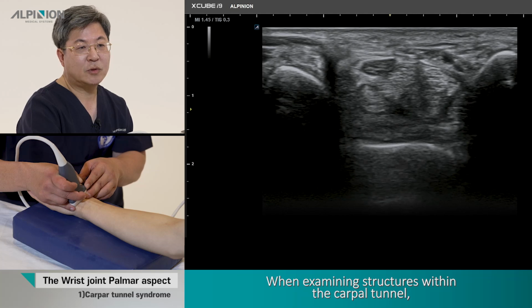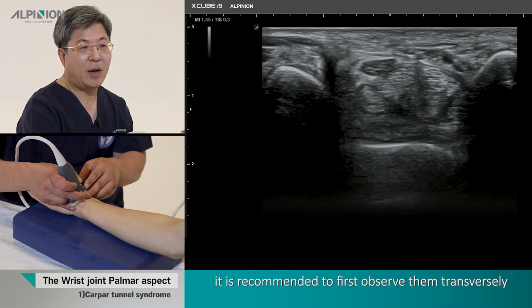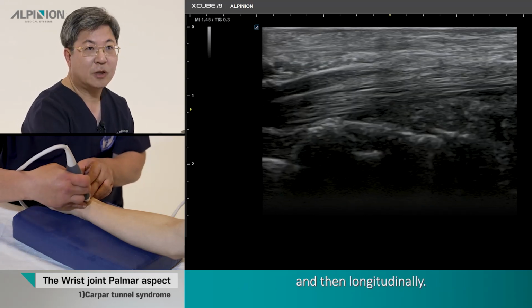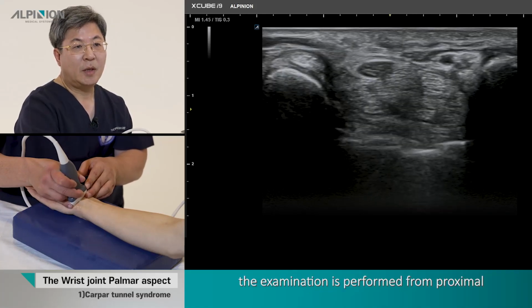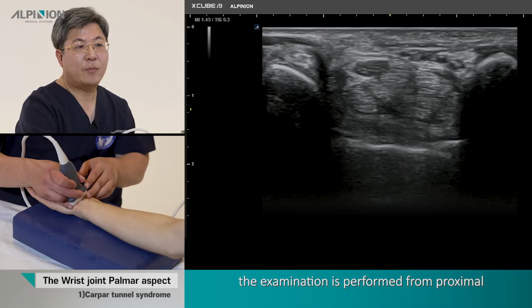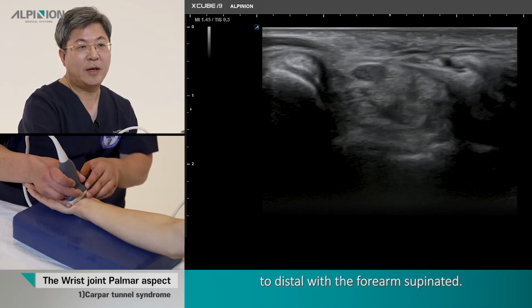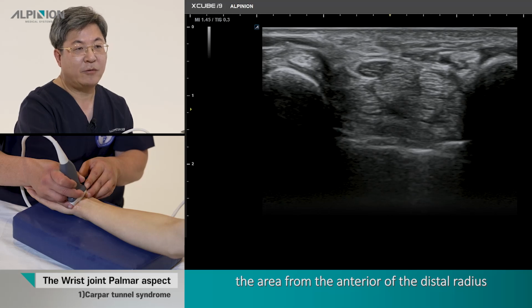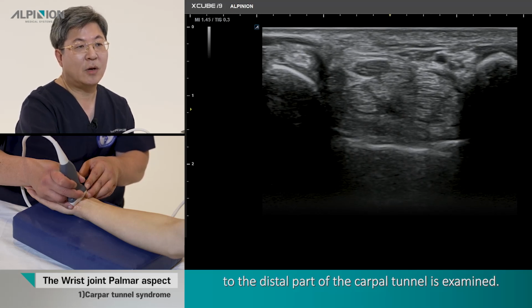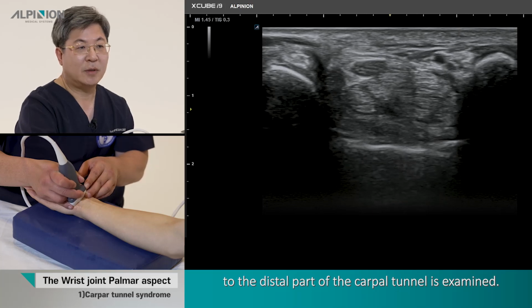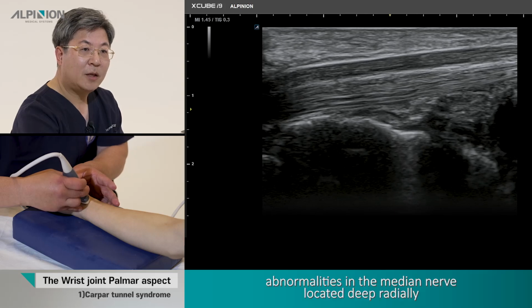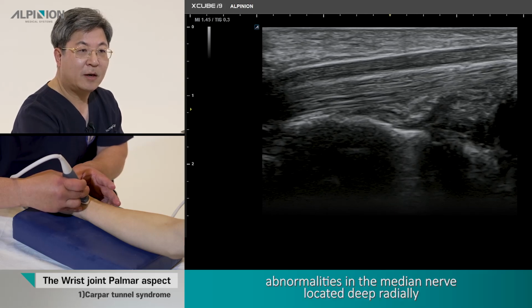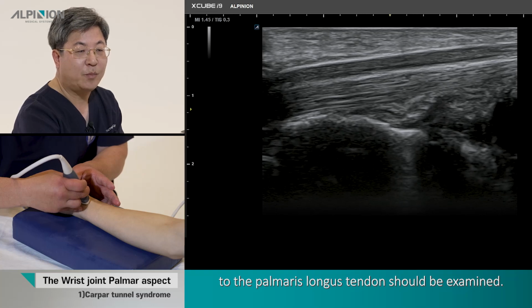When examining structures within the carpal tunnel, it is recommended to first observe them transversely and then longitudinally. In the case of a transverse view, the examination is performed from proximal to distal with the forearm supinated. That is, from the area anterior to the distal radius, the distal part of the carpal tunnel is examined. In the longitudinal view, abnormality in the median nerve, located deep and radial to the palmaris longus tendon, should be examined.